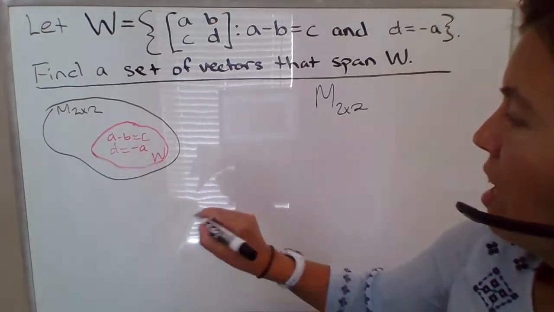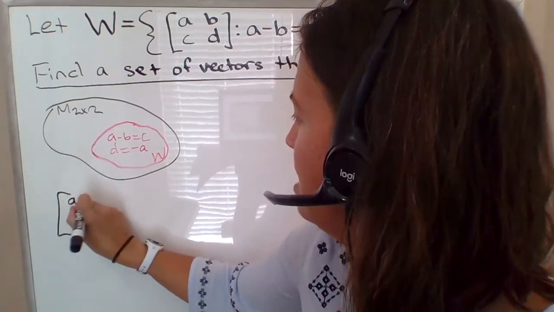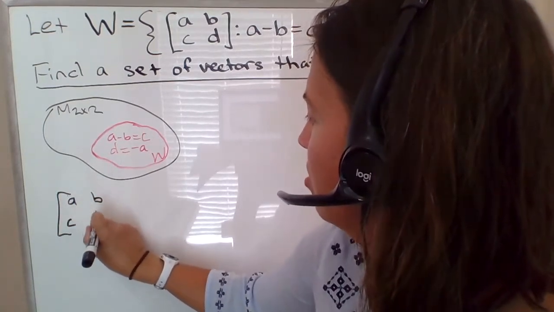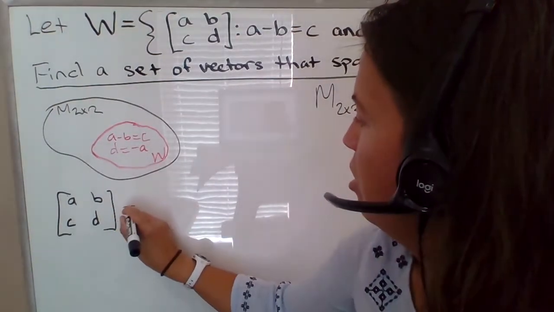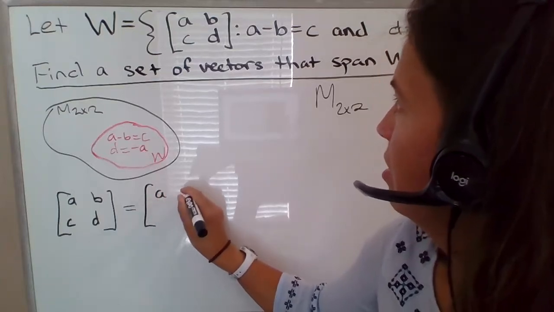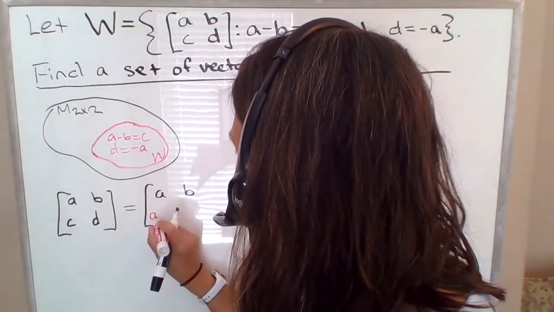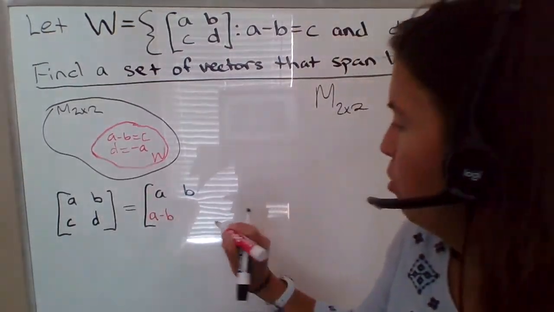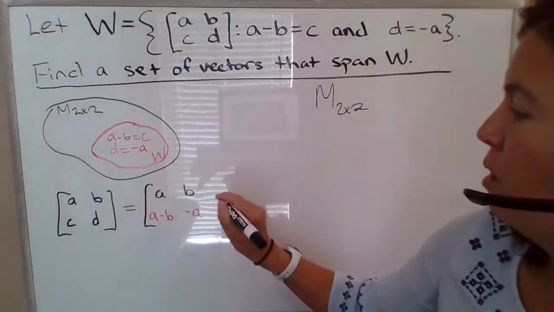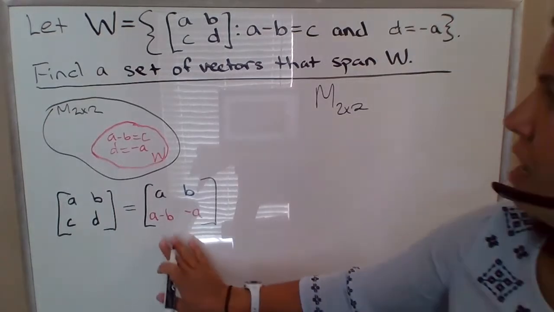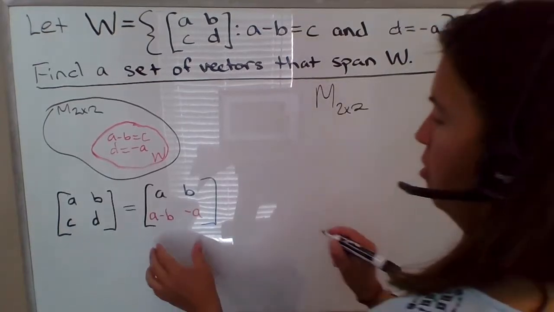If C is equal to A minus B, so if we let this A, B, C, D be some matrix in this set, then we know that C is equal to A minus B, and D is equal to negative A. If this matrix belongs to W, then we know that must be true. So it's got to have this form, where A and B are any real numbers.